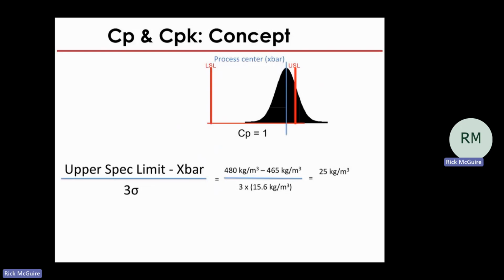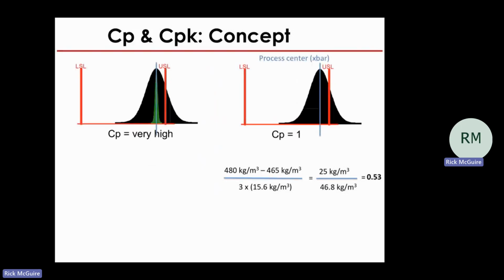Now, the total amount of data above my process center point is 3 standard deviations, and that's equal to 46.8. So I divide 25 by 46.8 and get 0.53. That's my CPK value. It tells me that my process is not centered and that the amount of variation I have in the process is too much. It's spilling over outside of the spec limit.